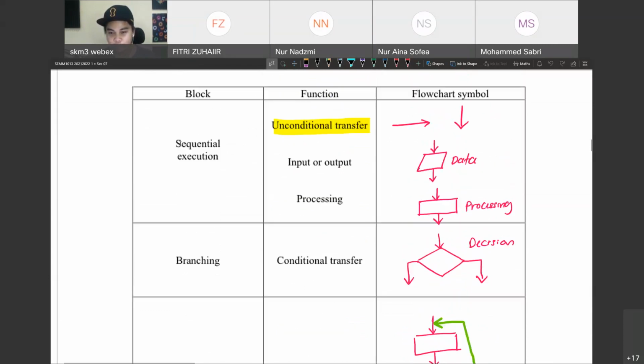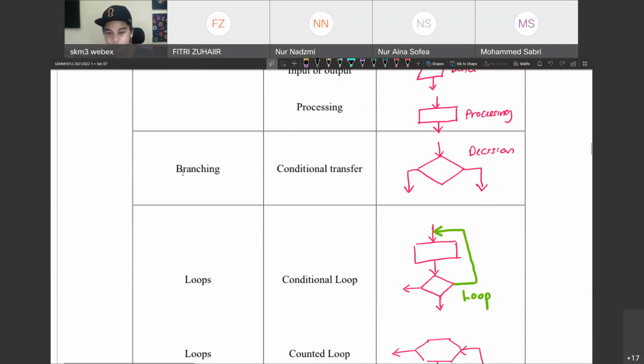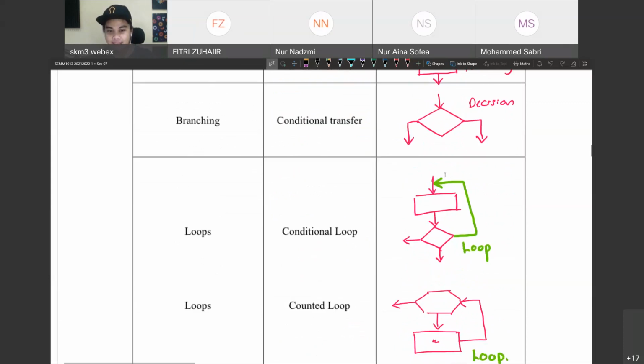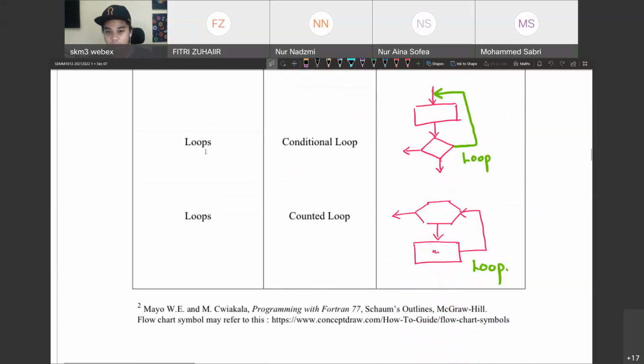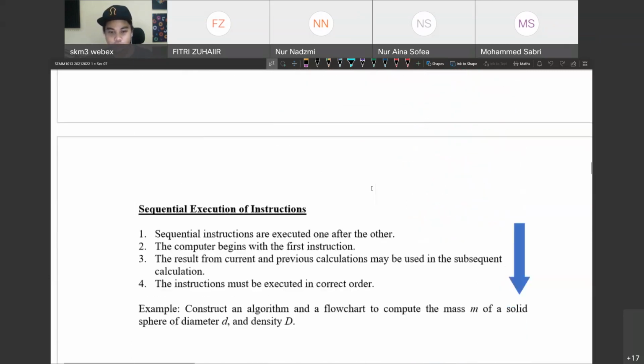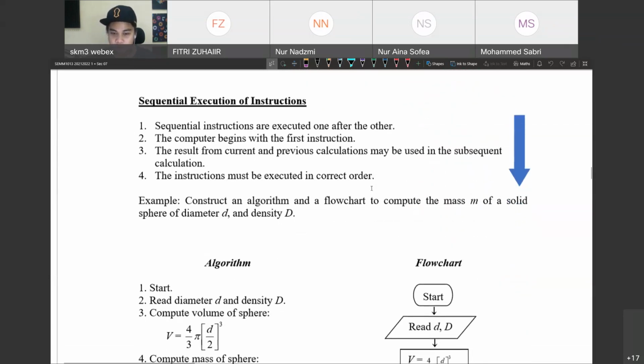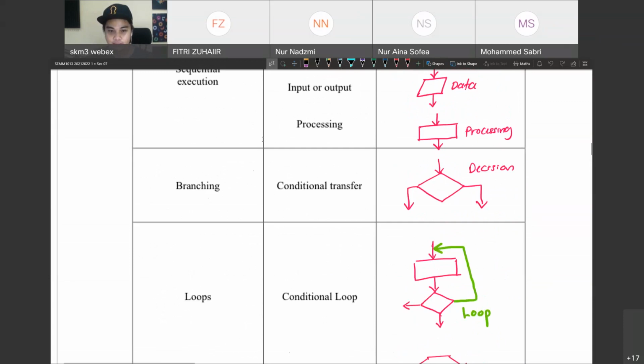Remember, we have sequential execution. It is directly from the input to the output. And then we have the branching because we have two options, so the option needs the decision. And then finally we have the looping. We have conditional loop and counted loop. So for this part, we're going to go deep into the sequential execution of instruction.